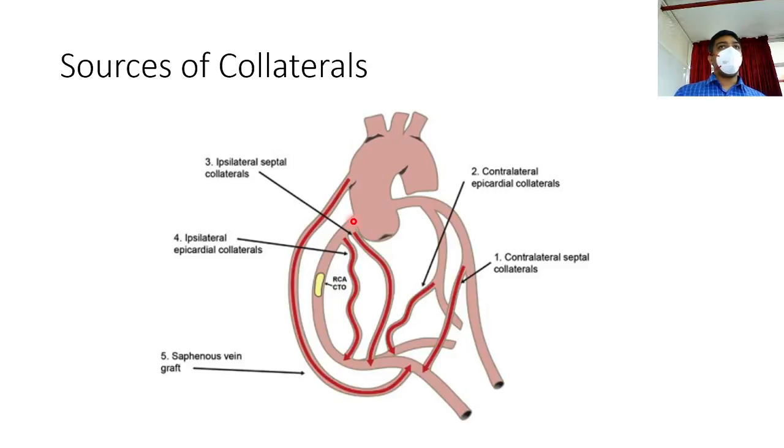Actually there are various sources of collaterals. Suppose the RCA is occluded like this, there can be ipsilateral septal collaterals from the same RCA itself. There can be ipsilateral epicardial collaterals, or the most important, from the other coronary tree we may get contralateral septal collaterals. These septal collaterals are very useful, and this is the one most preferred for the CTO retrograde approach. And there can also be contralateral epicardial collaterals. Epicardial collaterals will be small in caliber and long, and may not be that useful. They are the last preferred collaterals. The most preferred is septal collaterals.